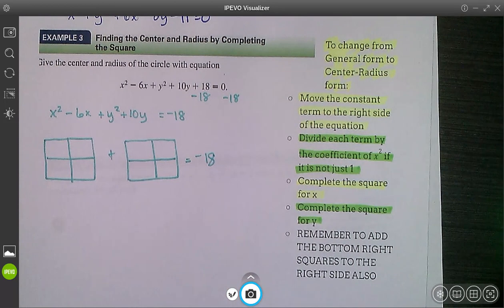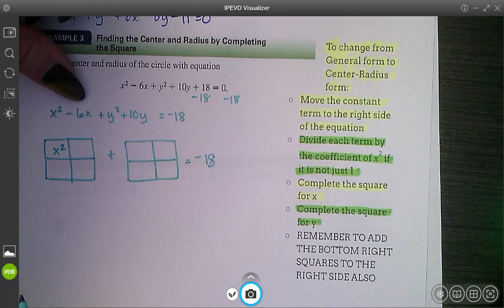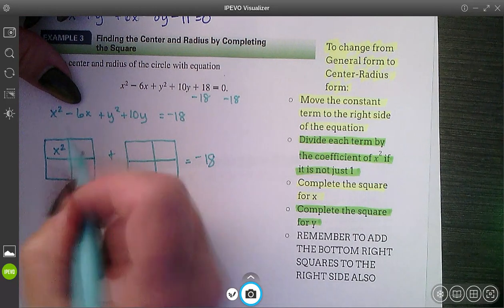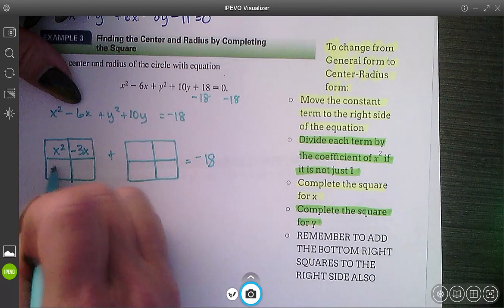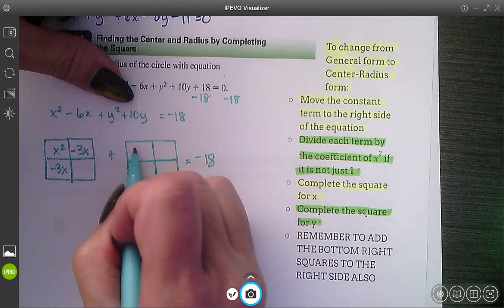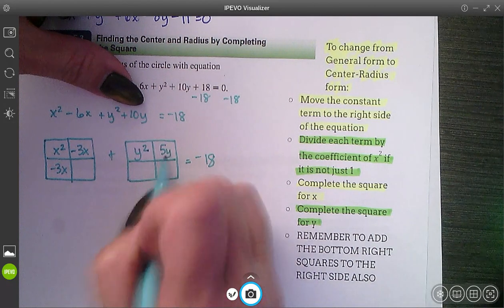So remember, with completing the square, I'm going to put x squared in the top left, and then I'm going to split this negative 6x equally between these two diagonals. So I'll have minus 3x here, minus 3x there. I'm going to do the same thing for y. So I put y squared in the top left, split my 10y equally, so 5y and 5y.